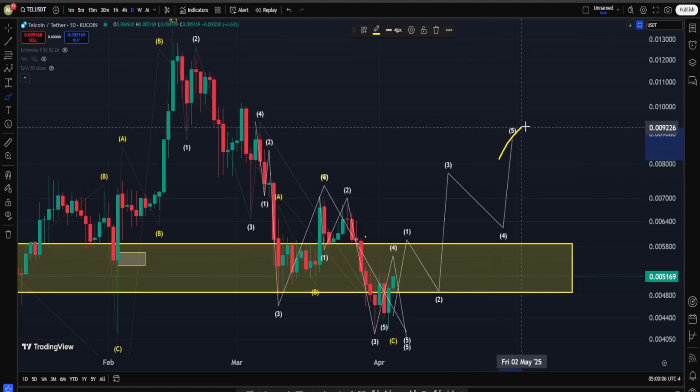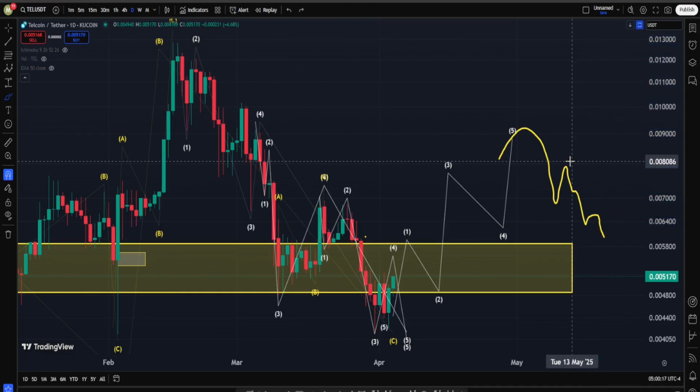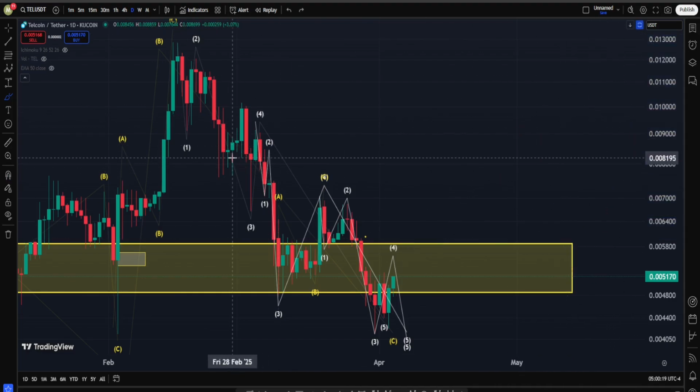And then fair enough, if we get some sort of a move down, that's probably going to be just a simple retest of this important level in order to gather the fuel for another beautiful move on the upside. And I hope I explained everything well and you understood what is going on in Telcoin's chart.